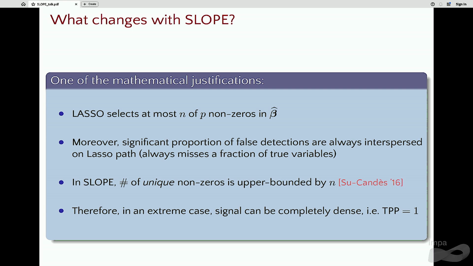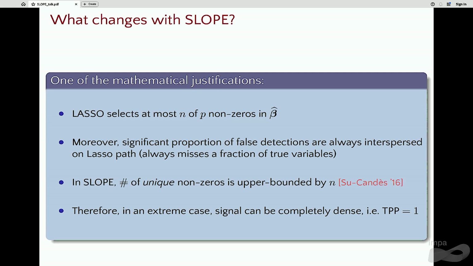So what we know about the lasso is that in this proportional asymptotic regime, the lasso is going to select at most n of the non-zeros in its estimator, right? So beta hat is a p-length vector. The number of non-zeros that the lasso outputs is upper bounded by n. And moreover, this is what Weijie found in his dissertation, a significant proportion of these non-zeros in the lasso solution are going to be false discoveries. So in particular, as you change the lambda value for lasso to allow more non-zeros in your solution, you're going to pick up incorrect estimates along the way, and this is somehow unavoidable.